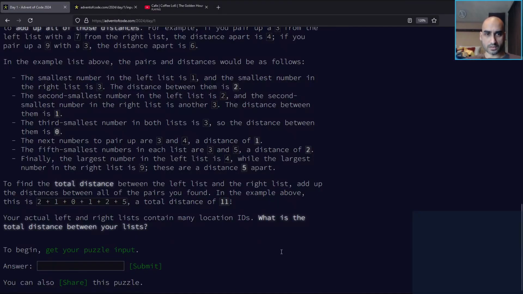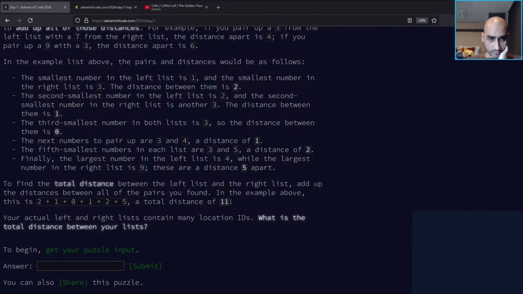So we copy this into the IDE. I'm using PyCharm. It's a popular IDE for using Python. I'm running Python. Let me remember how I set this up.